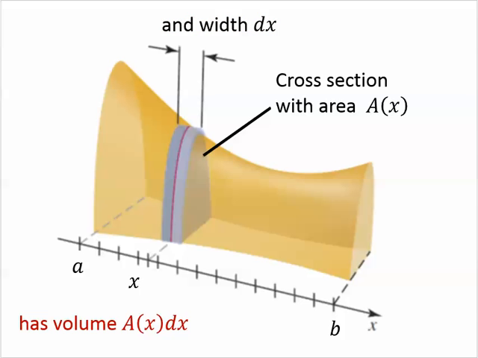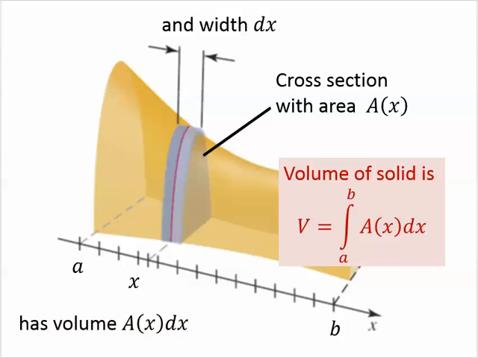So if you take the width times the area, then each cross section has a volume of A of x times the width dx. If you were to add up all of these pieces of bread or all of these slices of paper, you would get the total volume of the solid.